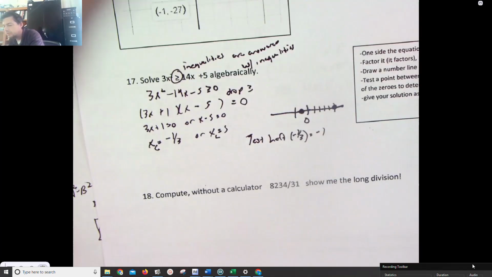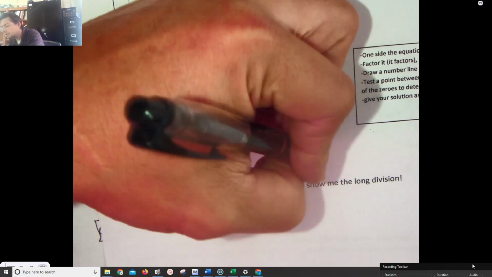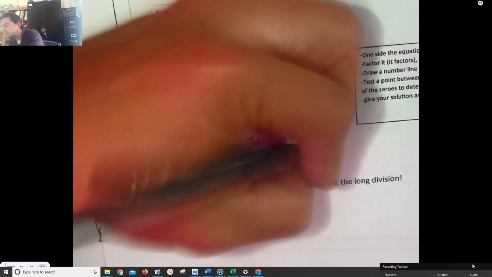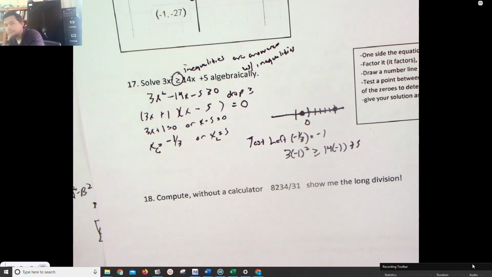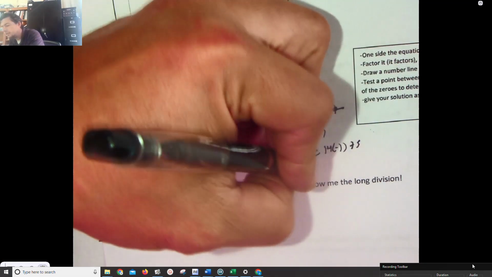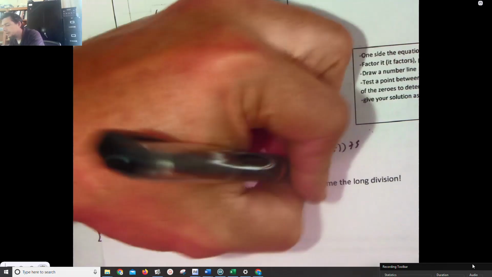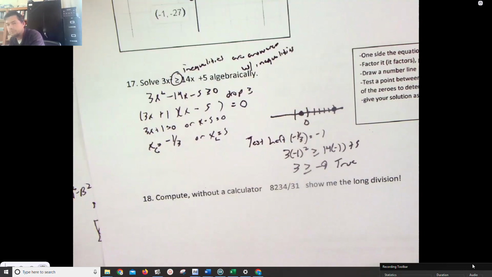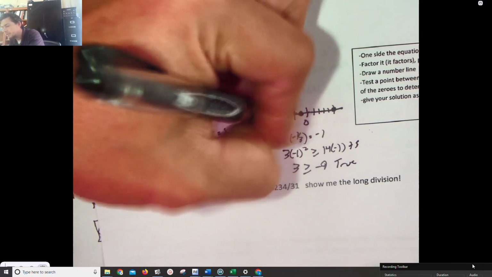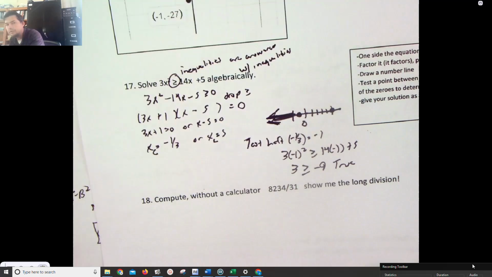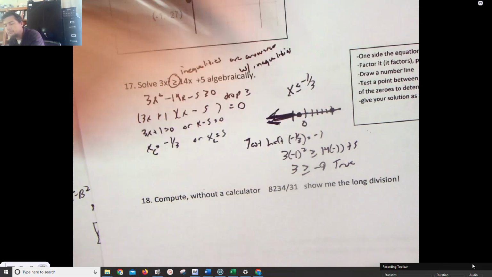I'm just going to plug a negative 1 in. I'm going to go back to the original inequality. 3 times a negative 1 squared, supposed to be greater than or equal to 14 times a negative 1 plus 5. That's going to give me 3 greater than or equal to negative 9. And that is true. It's always true. I get to keep the left-hand side of this thing. This is all good. I know that it's true that x is less than or equal to negative 1/3.